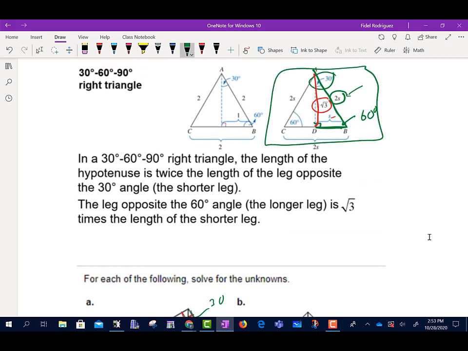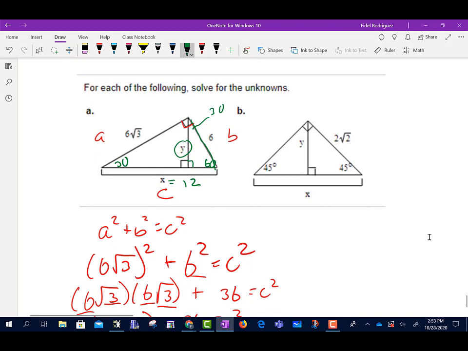Whatever this side is here, this piece is going to be half of it because this is double that. So if this is 6, this piece down here is going to be 3. Let me use a different color. Let's go with red. That's going to be 3. And if this is 3, then this side here is going to be 3 times the square root of 3 because of that 30-60-90 triangle business.